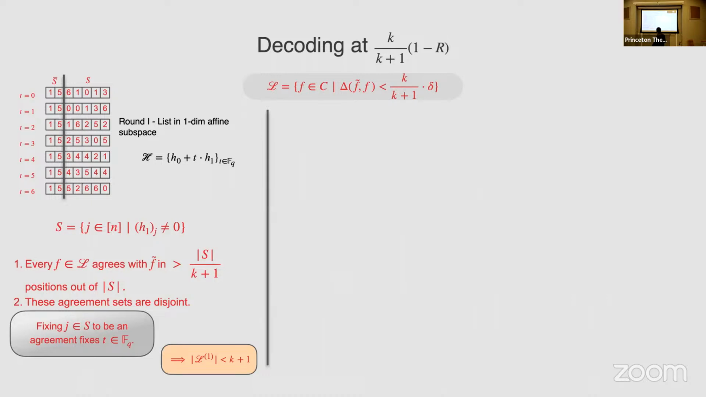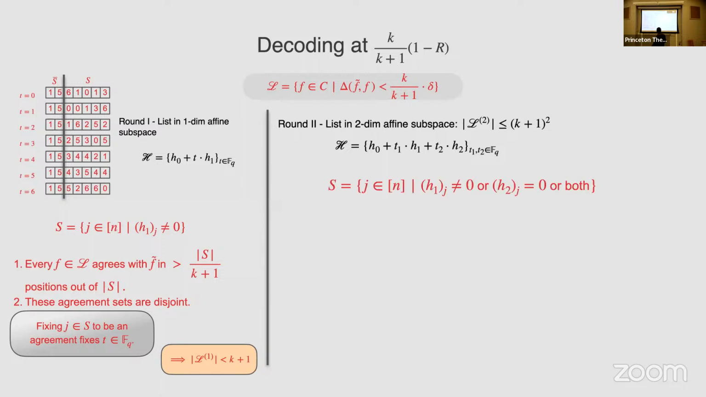This is the proof that we just did. And try to do a round 2 with just 2 dimensions. This will pretty much make clear what the induction is going to look like. So now the subspace will look like h0 plus t1 h1 plus t2 h2. T1 and T2 will both be free parameters.